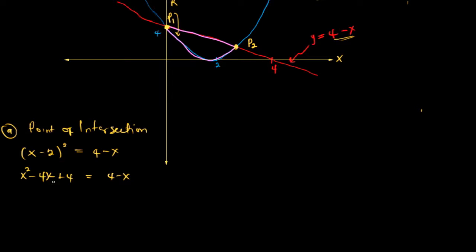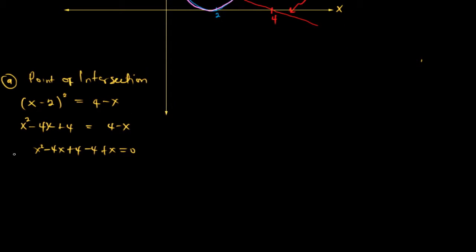Now to solve for x, I'm going to bring 4 and negative x to the other side. So we're going to have x squared - 4x plus 4 - 4 plus x equals 0. So negative 4x plus x is going to give me negative 3x, and then 4 - 4, they cancel each other, and then you have x times (x - 3) equals 0. So this gives me x equals 0, and it gives me x equals 3.